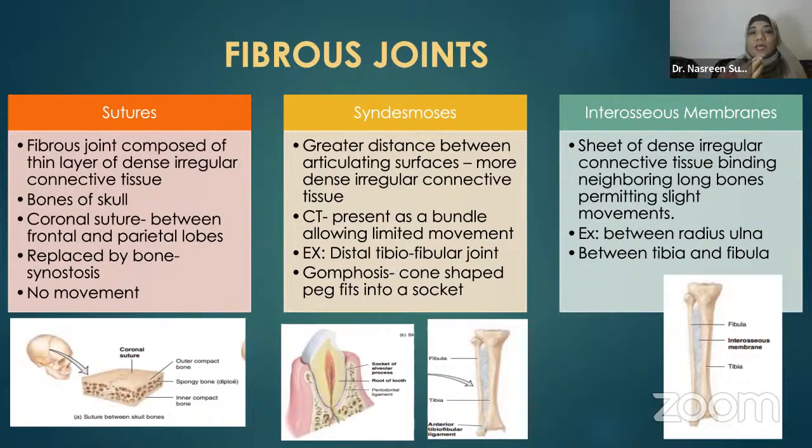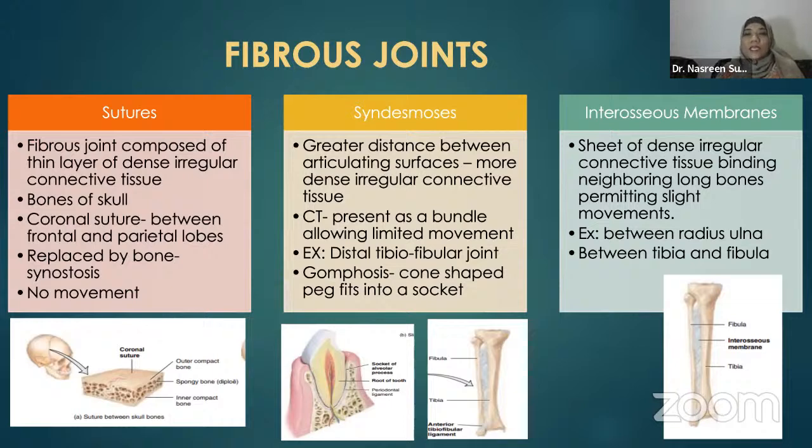Gomphosis means, you remember, gum. Where is the gum present? In the oral cavity. So when the cone shaped tooth is fixed in the gum, into the socket, that is called as gomphosis. That comes under syndesmosis. It allows slight movement. When it becomes weak, it moves, right? It is not that hard. So that is the example of syndesmosis.